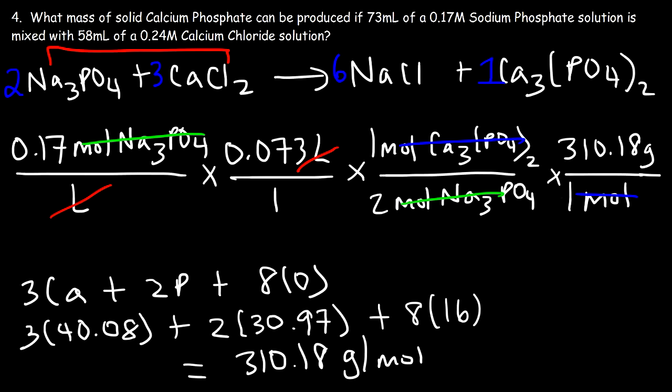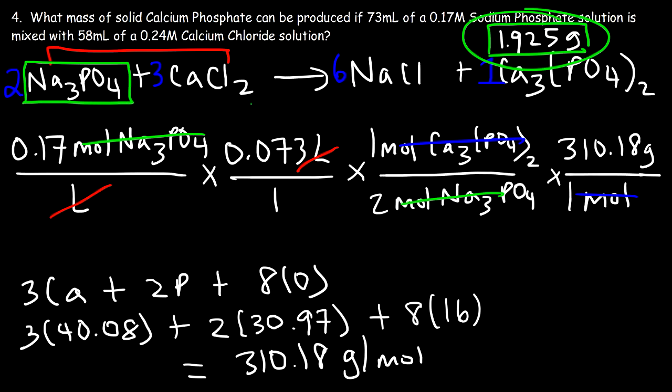So now let's get the answer. 0.17 times 0.073 divided by 2 times 310.18. So the mass produced is going to be 1.925 grams of calcium phosphate. So I'm going to highlight that in green. And I'm going to highlight this in green. So just to keep track that this mass came from this reactant. It's based on sodium phosphate.